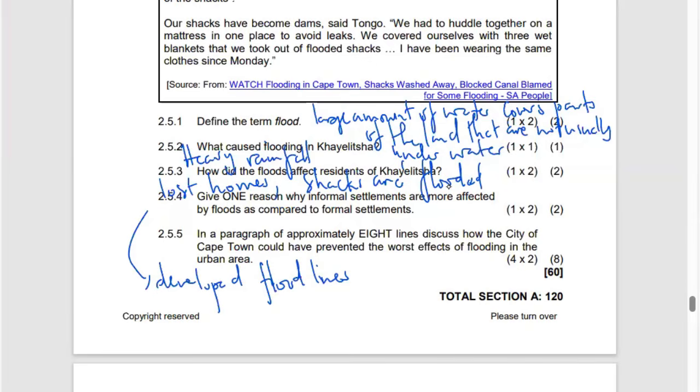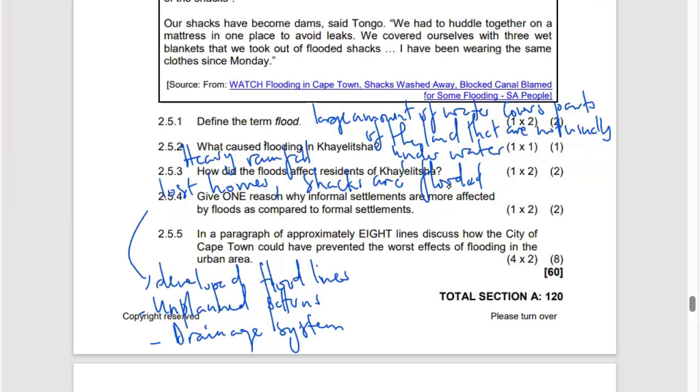Then also we can look at unplanned street patterns that do not allow for effective drainage of water. And also why they are affected is the lack of drainage systems. In the informal settlements, we don't have drainage systems there, don't have pipes to drain out water. So as a result, the water just overflows over the area and causes flooding problems.